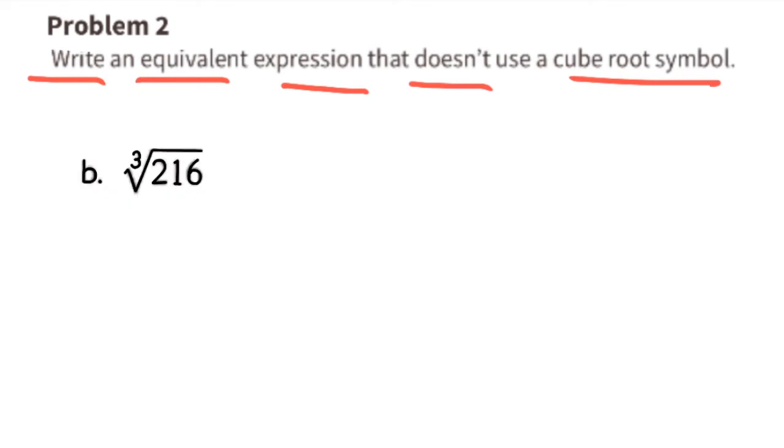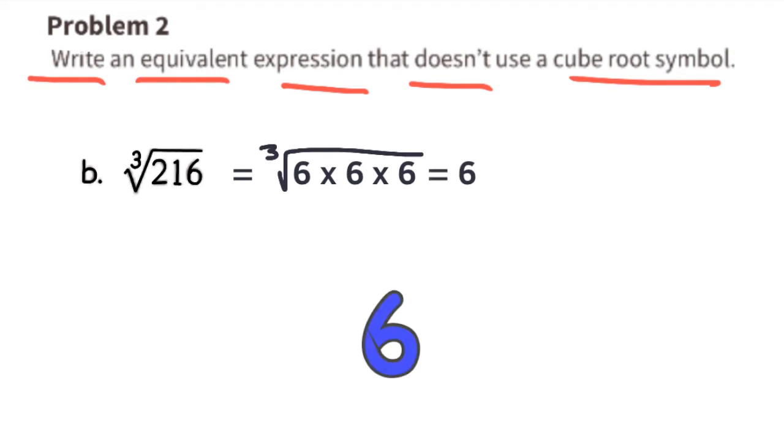B. The cube root of 216. What number times itself 3 times equals 216? That's really just saying what could the side lengths of the cube be, like the height, the length, and the width. Since 6 times 6 times 6 equals 216, the cube root of 216 can be expressed as 6.